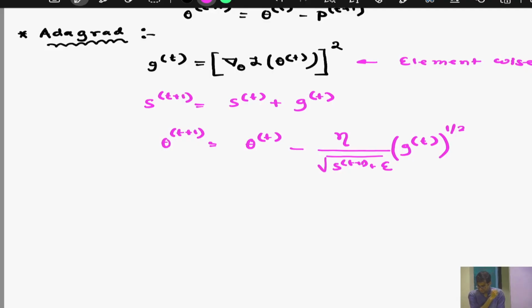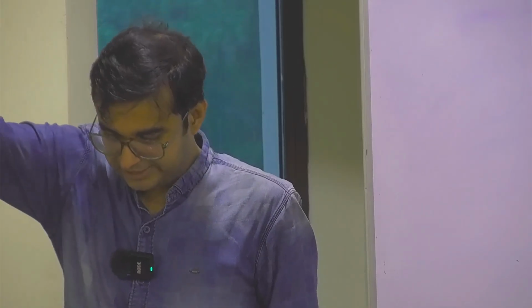And this square root, should it be a scalar? So is this L2 now? No, it is not scalar. It is element wise, because what you are doing is saying each theta will have a different learning rate. So theta t plus 1, i is equal to theta t, i minus eta by the square root of s t plus 1, i, something like that. So basically each direction now has a different learning rate.